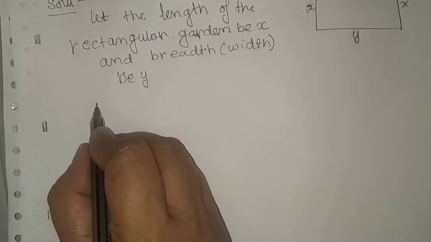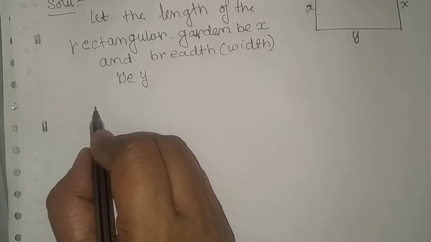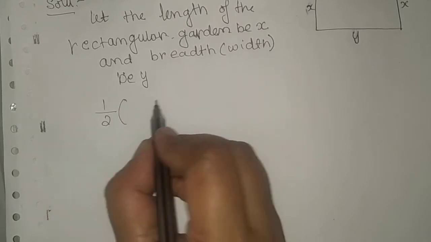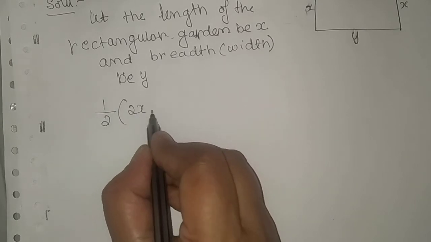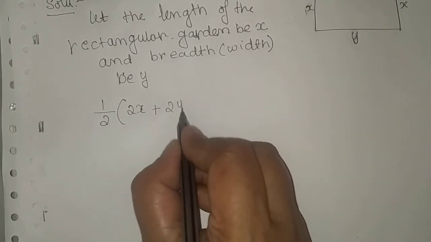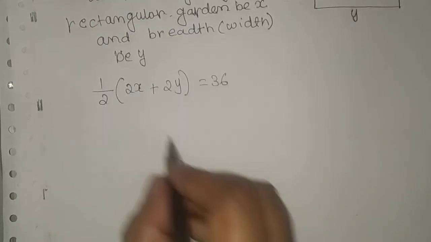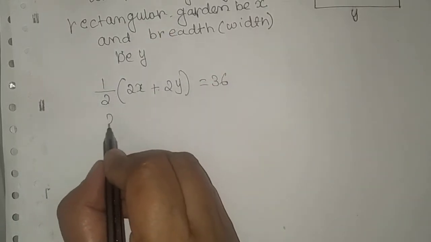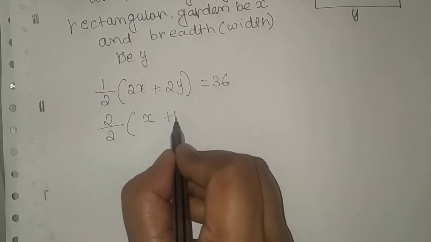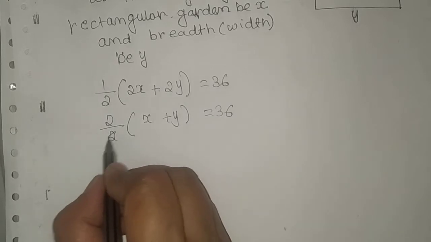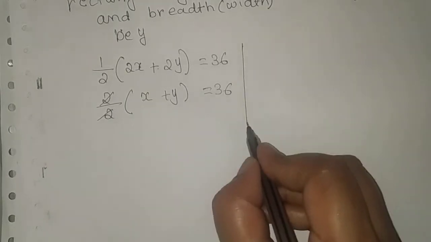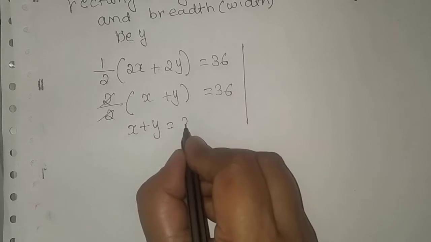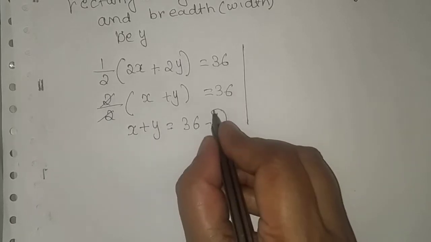Now we can write the first part they have given, the perimeter of the rectangle: 2x, the length, plus 2y, the breadth, equals 36, as given in the question. This is the equation from the first part of the question. Now take 2 common: 2(x plus y) is equal to 36. The 2s cancel, and we get x plus y is equal to 36. We'll name it equation 1.